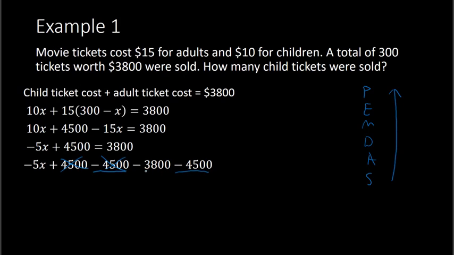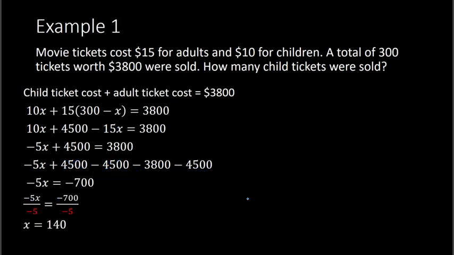And on the right side, and this should be an equal sign, on the right side we have 3,800 minus 4,500, which would be negative 700. So we have negative 5x equals negative 700. And then here the negative 5 is being multiplied with the x, so I divide both sides by negative 5. When I do that, the negative 5s will cancel, and I have x on the left, and on the right, negative divided by negative would become a positive. Then 700 divided by 5 would be 140. So my solution is x equals 140.